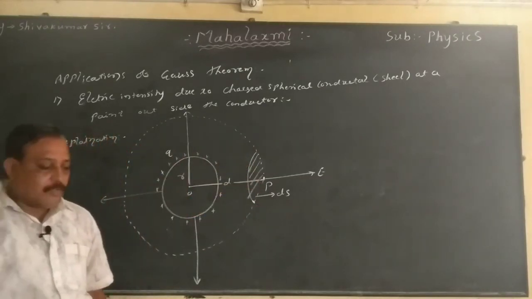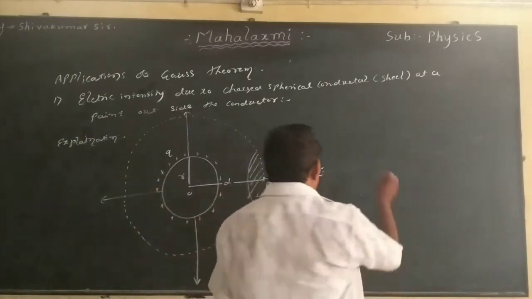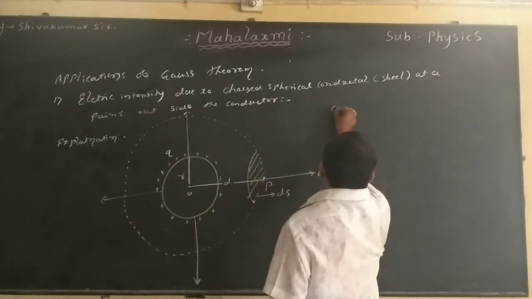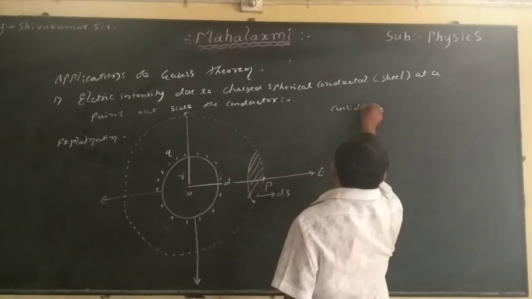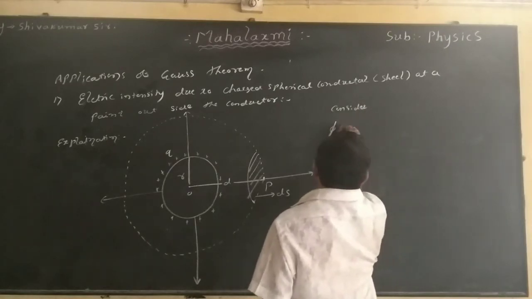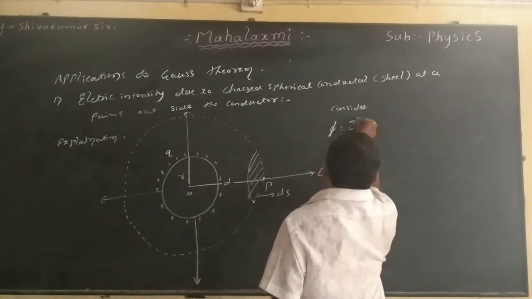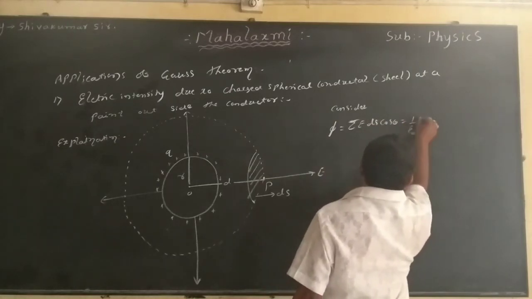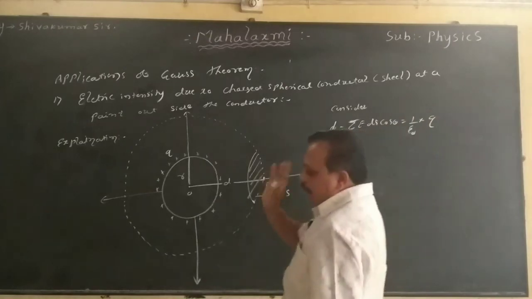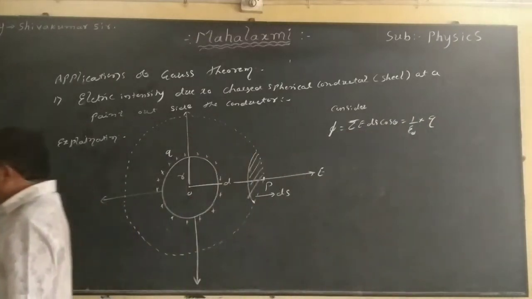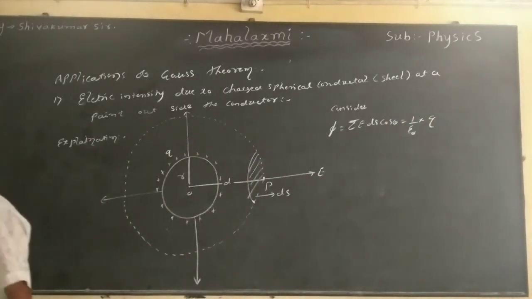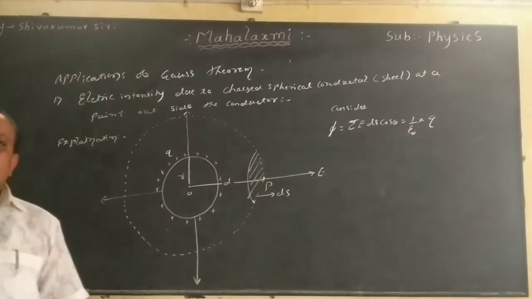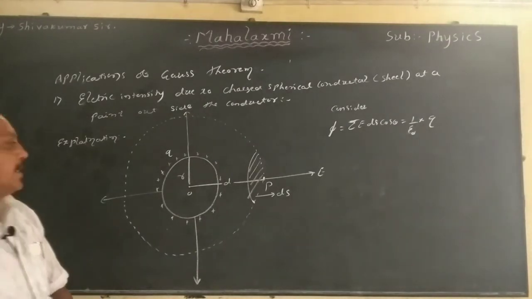Then, what is our basic equation? If you remember this equation, phi equals the sum of E ds cos theta, equals 1 by epsilon naught times the total charge, your derivation ends. This much equation is sufficient to deal with almost all the derivations of the applications of the Gauss theorem.